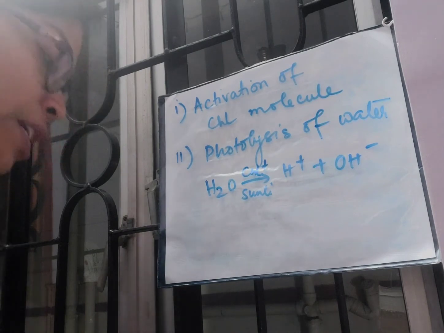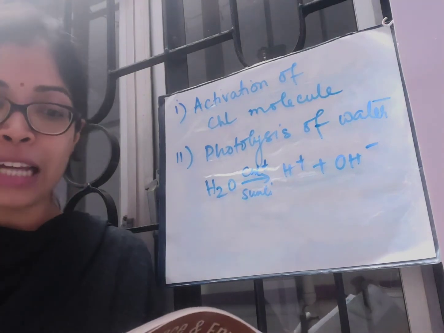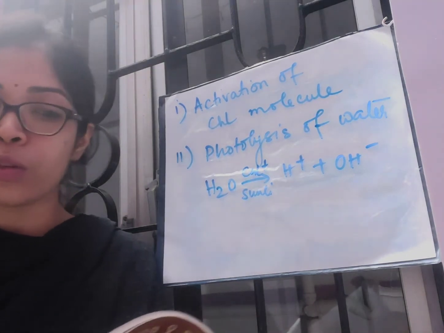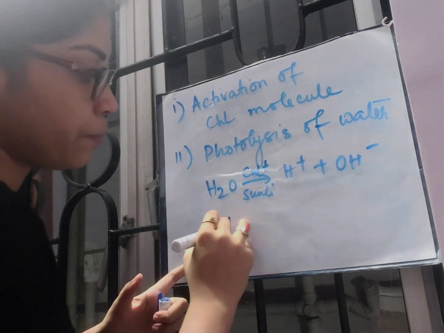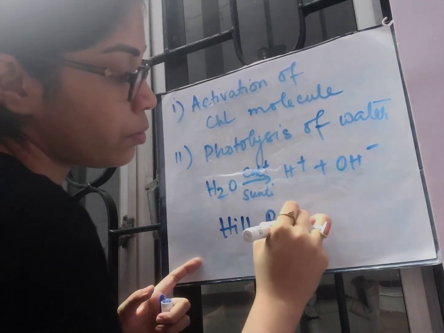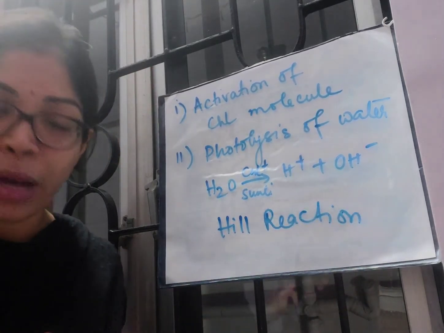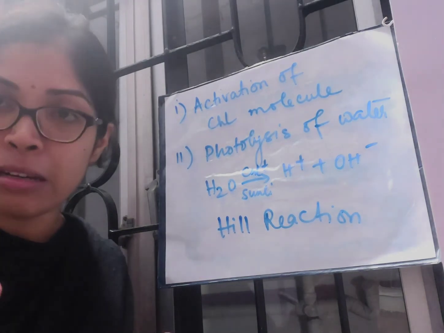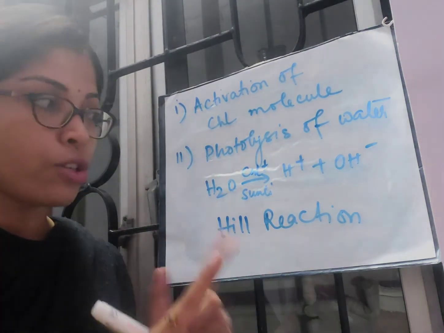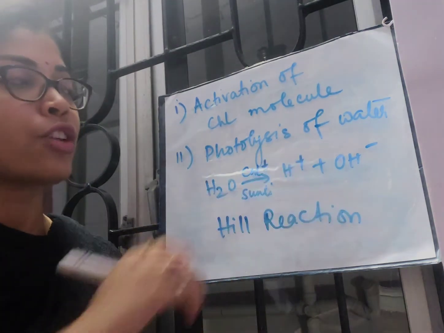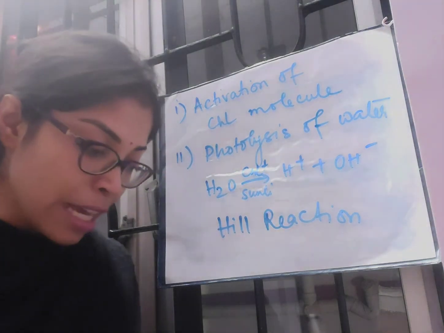This phenomenon of splitting up of H2O into H plus and OH minus ion by means of light and activated chlorophyll is called photolysis of water, and it is also known as Hill reaction. This whole process of photolysis of water is also known as Hill reaction. Why? Because the scientist Robert Hill, after his name, he first discovered this process of photolysis of water, and after his name, this reaction is also known as Hill reaction.